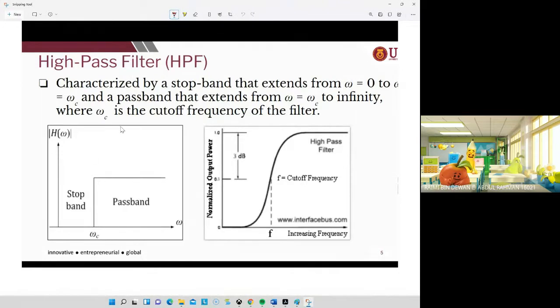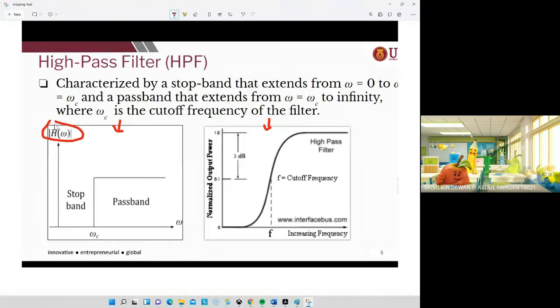Okay, so here is the ideal case. This is your ideal case, and this is your practical case. If you see, the ideal case for the high pass filter means it only allows the higher frequency to pass through and blocks the lower frequency. So this is actually in the frequency domain.